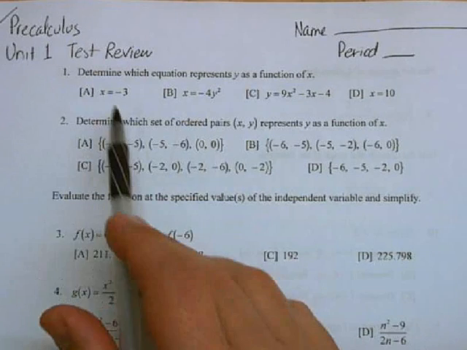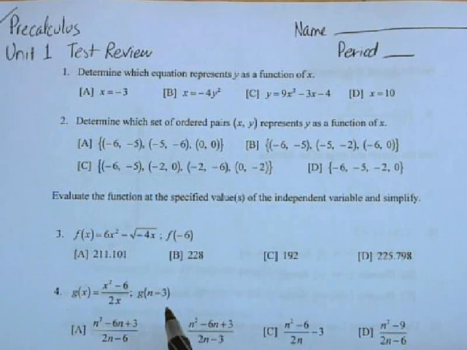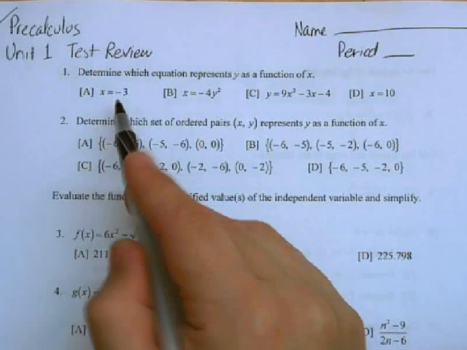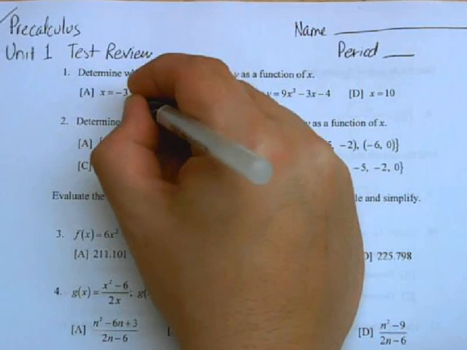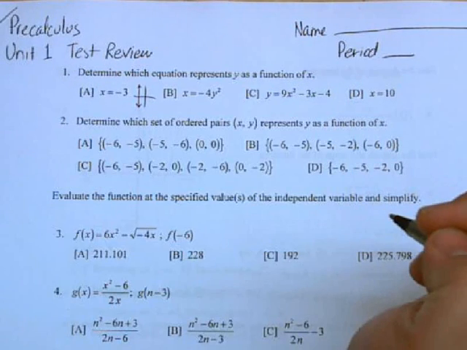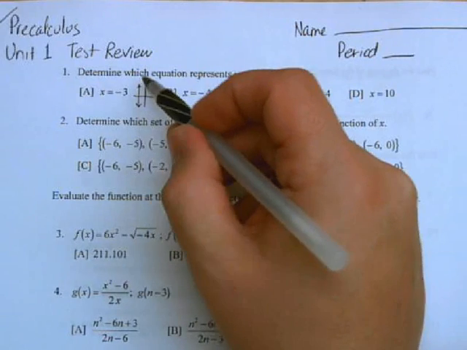Here we're to determine which of these represents y as a function of x. So recall that a function, whenever we put in one input value, we get at most one output value. X equals -3 is simply a line that is vertical at x equals -3. And we can see that this definitely fails the vertical line test.